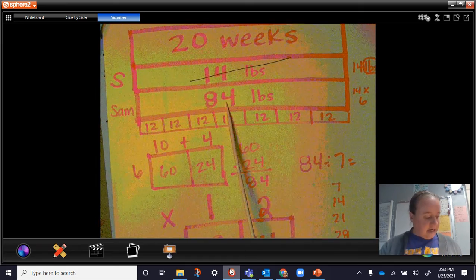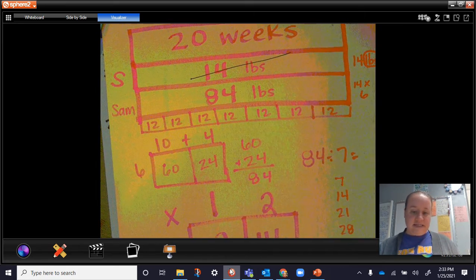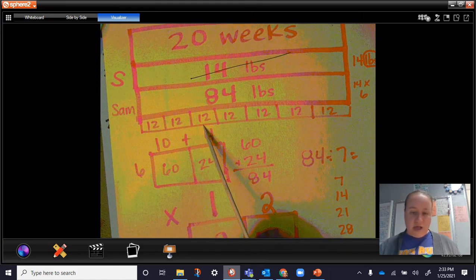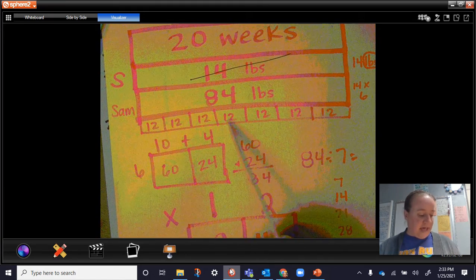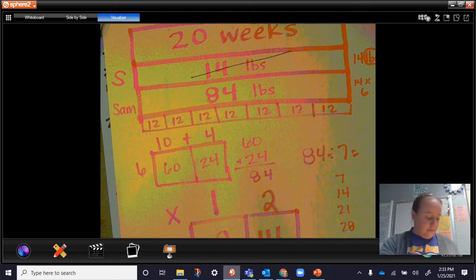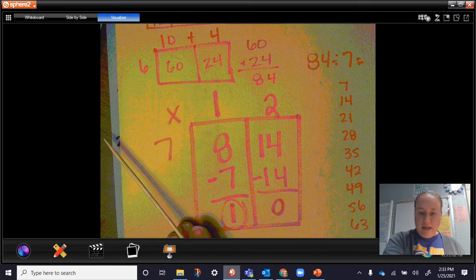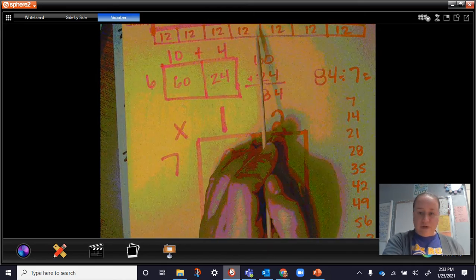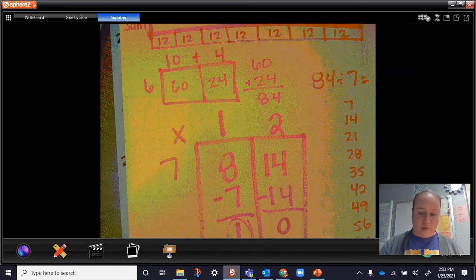Then, all right, so Sam's got 84 pounds. So then he takes those 84 pounds, and it says he puts them into 7 different bags. And we want to know how much is in each bag. So we did 84 divided by 7, and we got 12. So that's how we knew that in each bag there was 12.